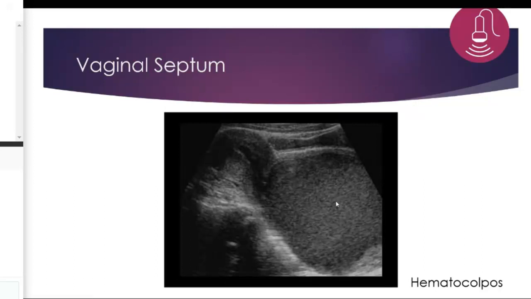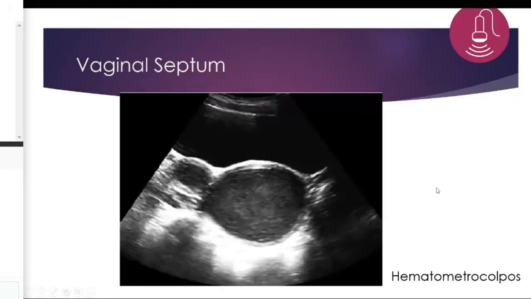Another case, a patient with a vaginal septum. The septum is probably very high in the vagina near the cervix because you can see the cervix here, and it extends out into the fundus of the uterus here. So that is normal. And then we have this wide open vaginal canal, again full of that echogenic material there. So blood and not fluid. So hematocolpos.